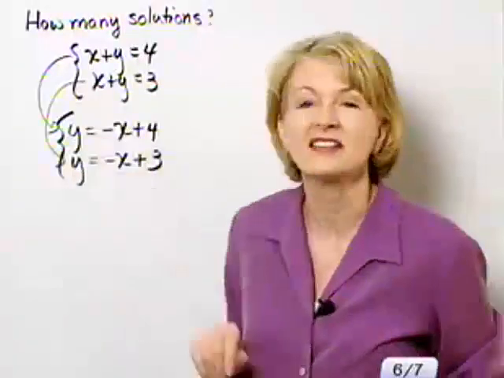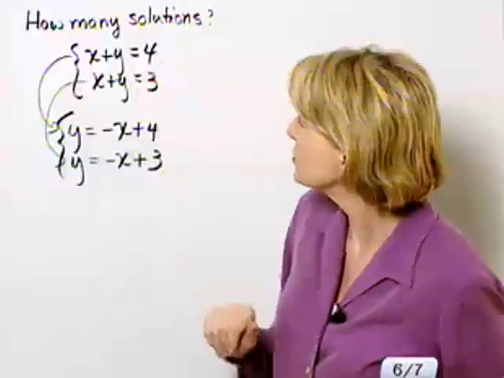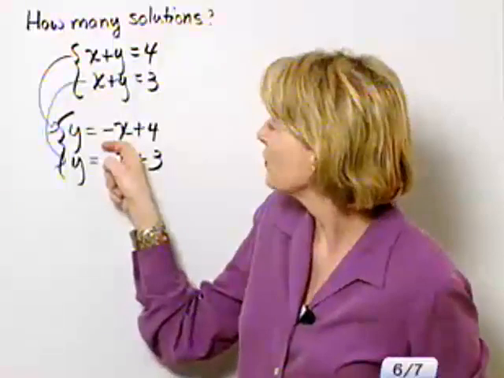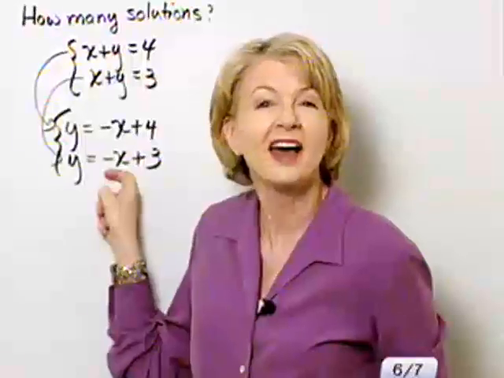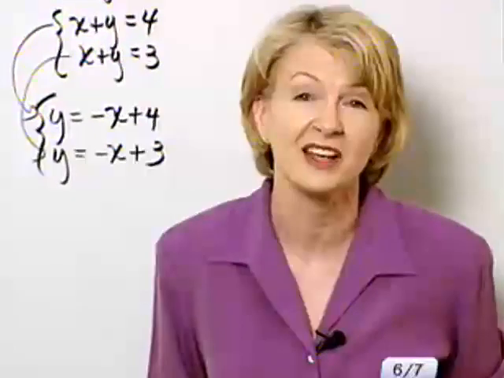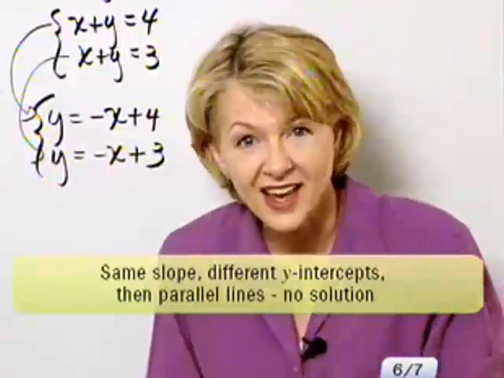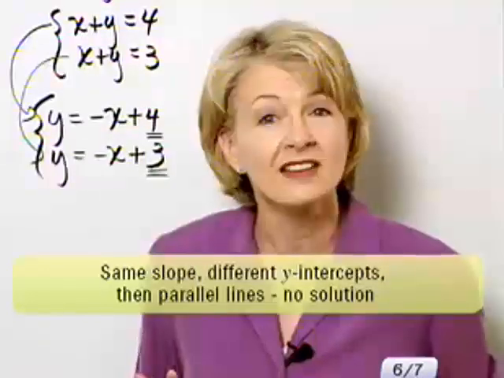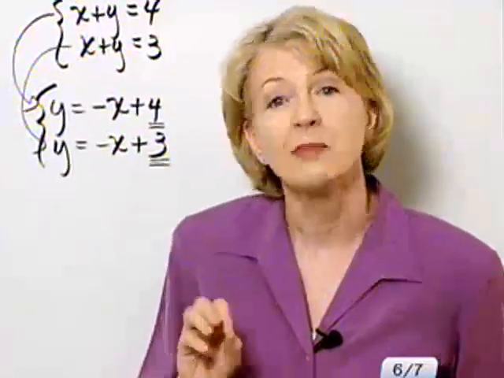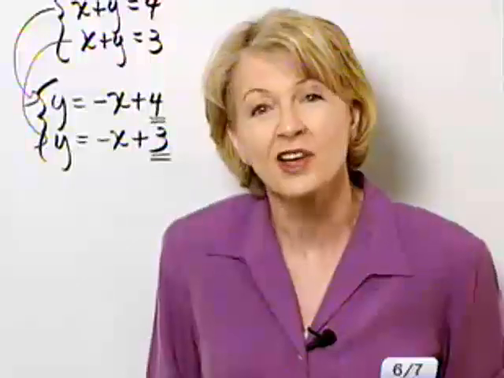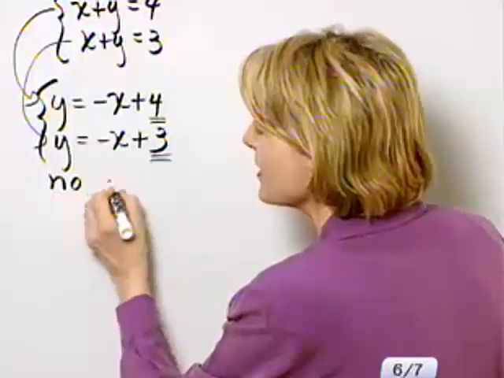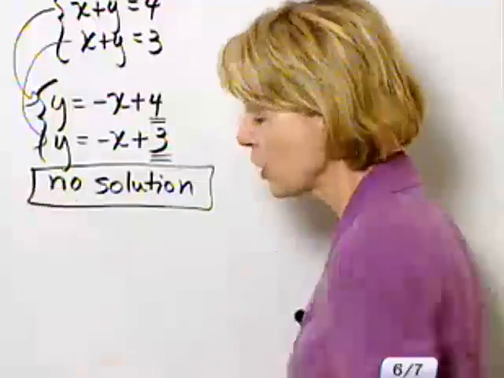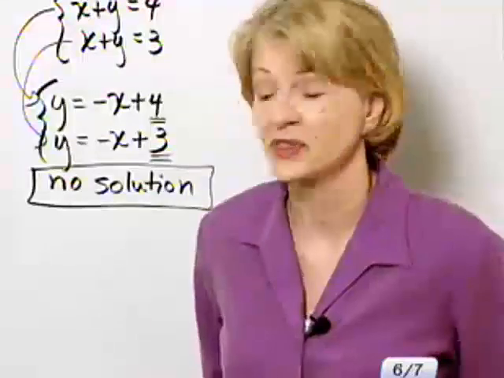Now concentrate on these equivalent equations, equivalent to the original ones in the system. The slope of this graph is the coefficient of x, negative 1. This graph has a slope of negative 1. Since the slopes are the same and the y-intercepts are different, these are parallel lines. Now, parallel lines do not intersect, which means the system has no solution. Same slope, different y-intercepts, no solution.